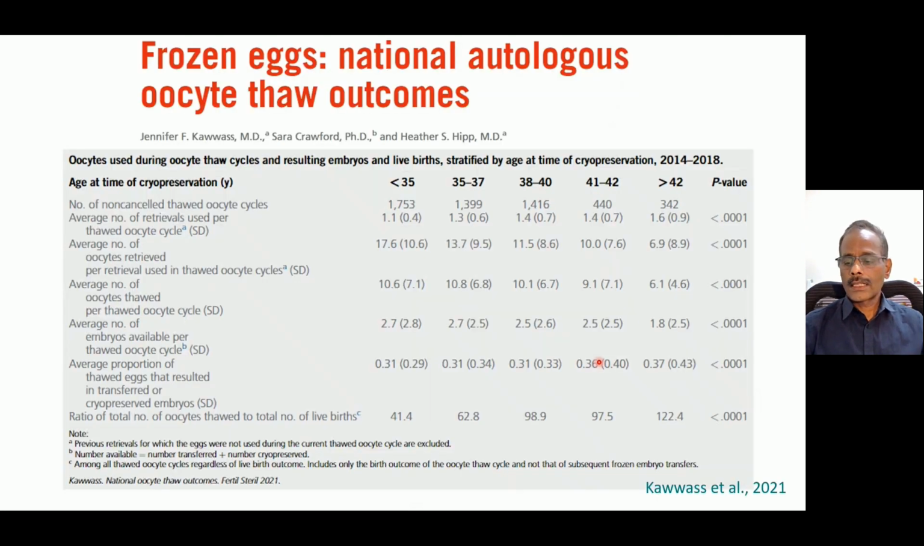On the other hand, I came across another interesting study which used a very large number of oocytes and looked at 5 different age groups, which clearly showed that the oocytes from advanced age patients have a compromised ability to progress beyond the blastocyst stage and also to establish pregnancy. If you look at the ratio of total number of oocytes thawed to total number of live births, it is almost 3 times lower in patients who are below 35, whereas in those more than 42 years, it's about 122.4 oocytes. It says that the oocytes from advanced age patients have a compromised ability to establish pregnancy.